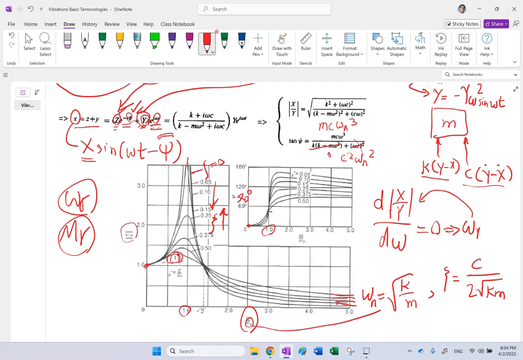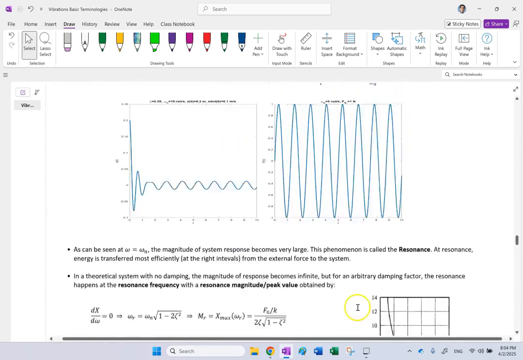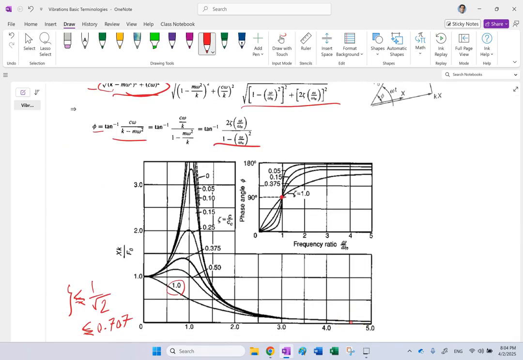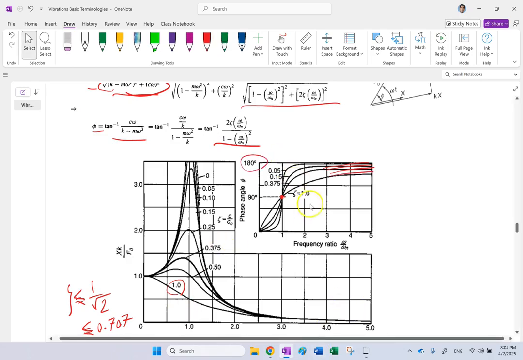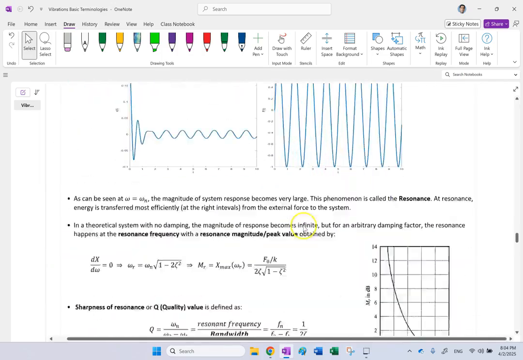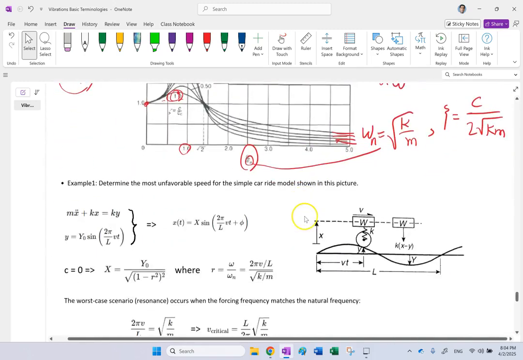And you see, they have different points, as opposed to the previous one where, as I said, they all meet at this point, omega of 1 and phase of 90 degrees. And when omega becomes very big, they all converge to 180. So although these two graphs are quite a bit similar, they are not exactly the same, okay? So just keep that in mind. They are not exactly the same when the support has motion.